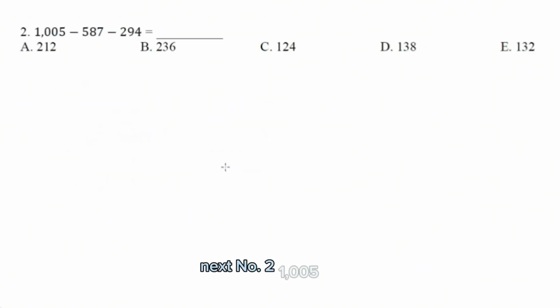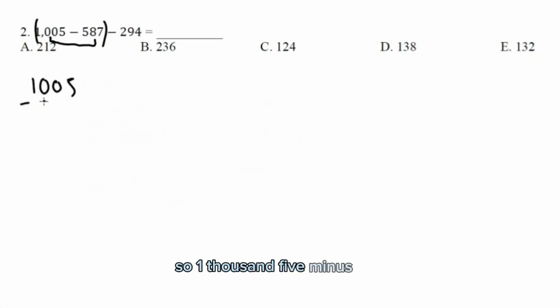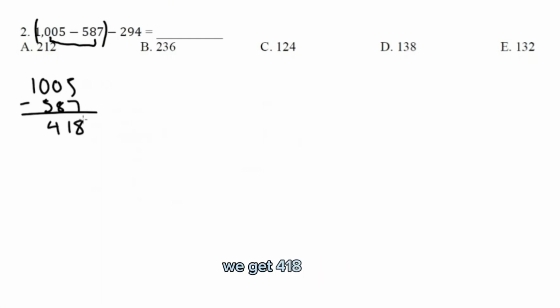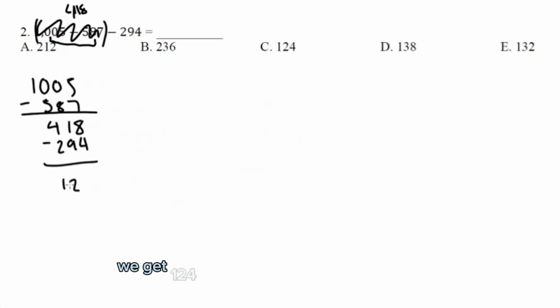Next, number 2, 1005 minus 587 minus 294. Alright, we can break that down into 1005 minus 587, and then the result of that minus 294. So let's do that. 1005 minus 587, when we compute this, we get 418. Next, 418 is what this entire thing simplifies to. So it just becomes 418 minus 294. When we compute this one, we get 124.